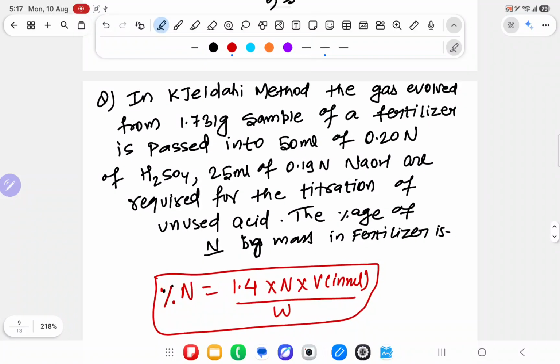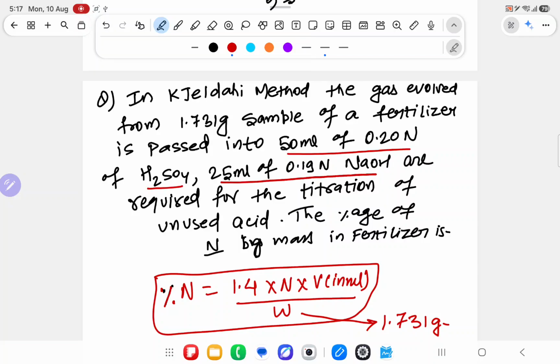In the Kjeldahl method, the gas evolved from 1.731 gram sample of fertilizer is passed through 50 ml of 0.2 molarity H2SO4 and 25 ml of 0.10 normality NaOH. Sorry, this is not 1.9, this is 0.10 normality of NaOH. Oh, two things are given. It means, understood the point.